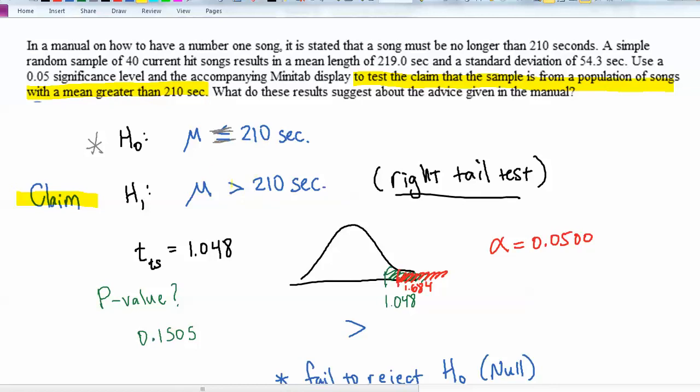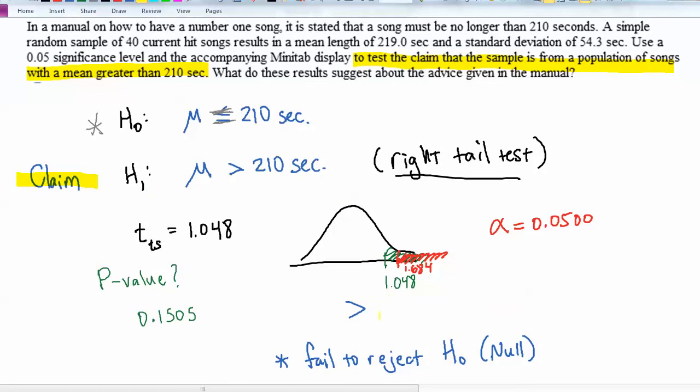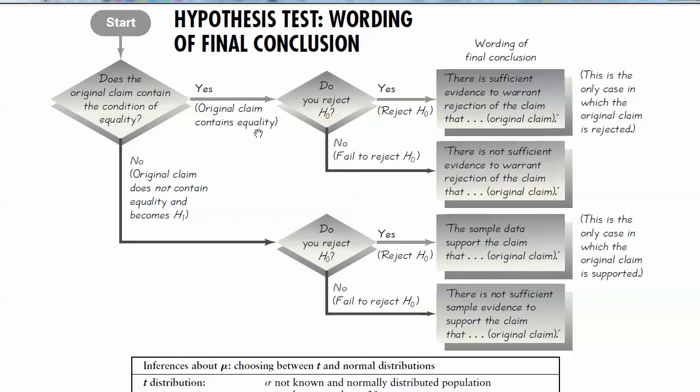So it still is a right-tailed test, and I still have the same test statistic, still the same critical value, still the same initial decision. The decision criterion is if the p-value is less than or equal to alpha, we would reject null, but it wasn't, so we failed to reject null. But then my final wording has to change, because does the original claim contain the condition of equality? No, it doesn't. Did you reject the null? No, we didn't. There is not sufficient evidence to support the claim that it's greater than 210 seconds.